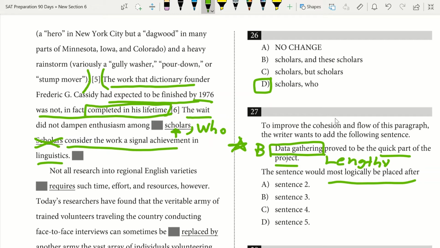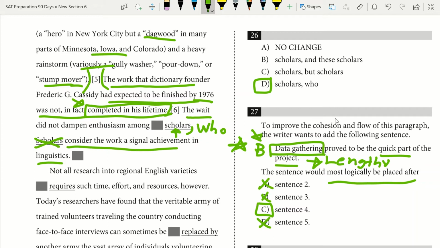So at that point, we're talking about lengthy, right? So that's covering what should come after. So we want to place it before sentence 5, and we want to place it after sentence 4 then, okay? Because sentence 4 talks about that data gathering, right? Talking about the dagwood in parts of Minnesota, gully washer. So we're talking about collecting data on what different words mean in different places. And then after that, we talk about it being a lengthy process. So we want to split that up. Our answer then is going to be in sentence 4.